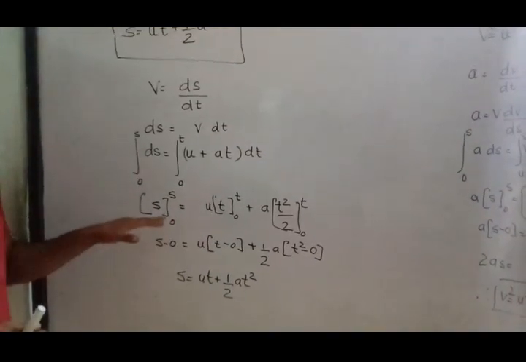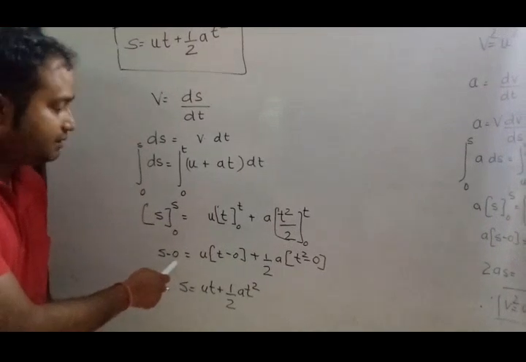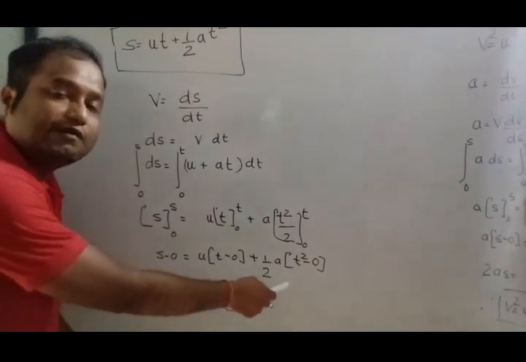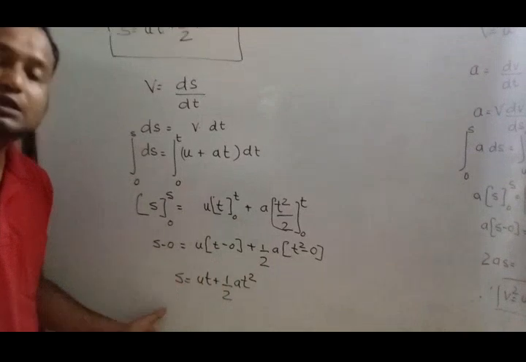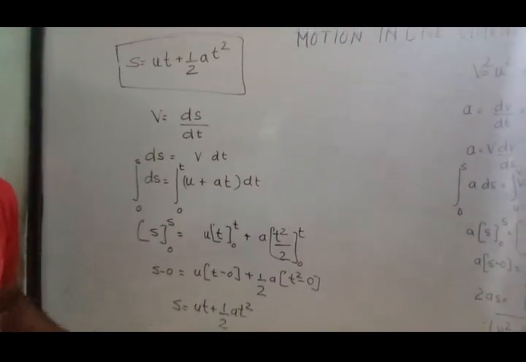On simplifying and substituting the limits, this is upper limit minus lower limit. Same goes for this, same goes over here. Simplifying, we get S equals ut plus half at squared, which is the second equation of motion.